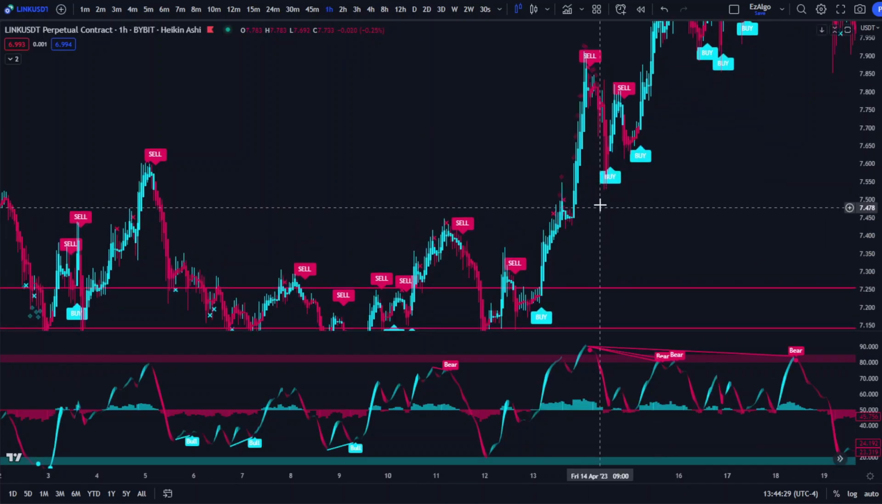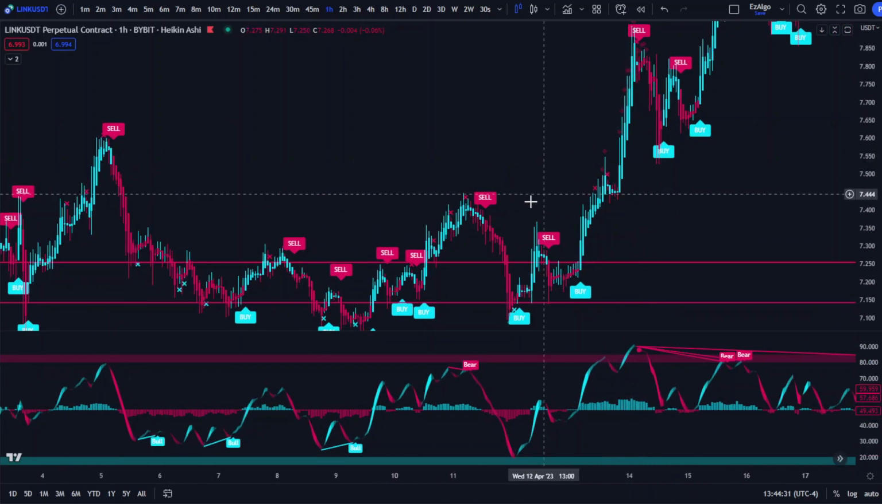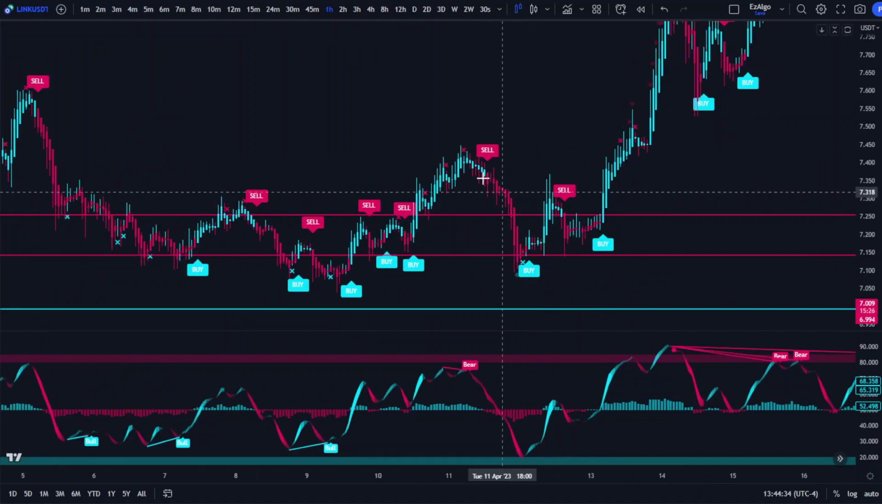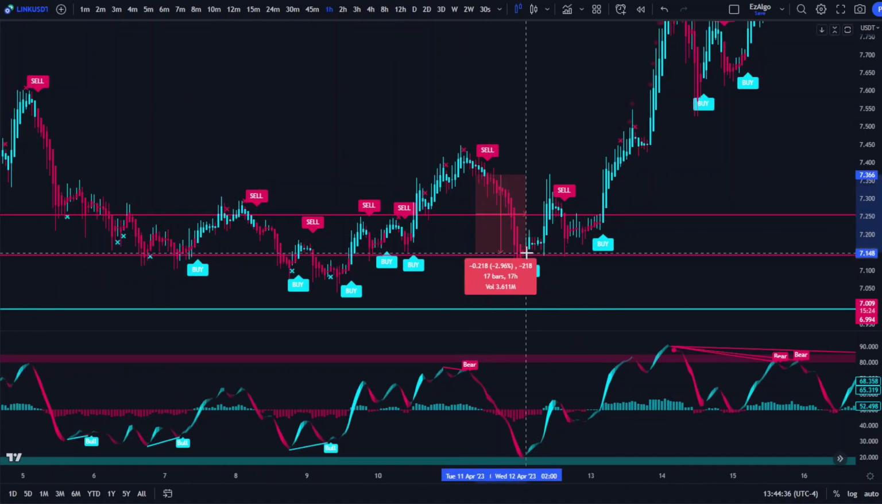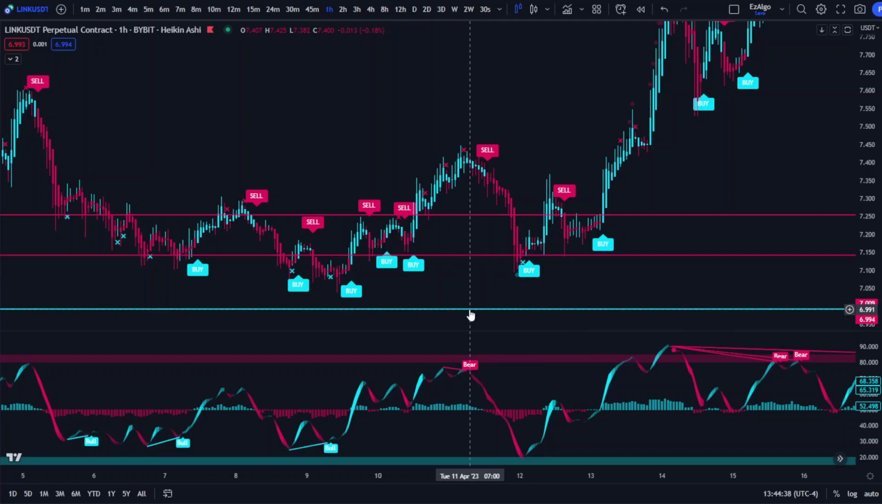Every divergence you see, especially on a slightly higher time frame like the 1 hour, you'll see some sort of reaction after these divergences. And like I said, this is real time. So this is not 2 to 3 candles delayed, right? These divergences confirm on the bull or bear signal.